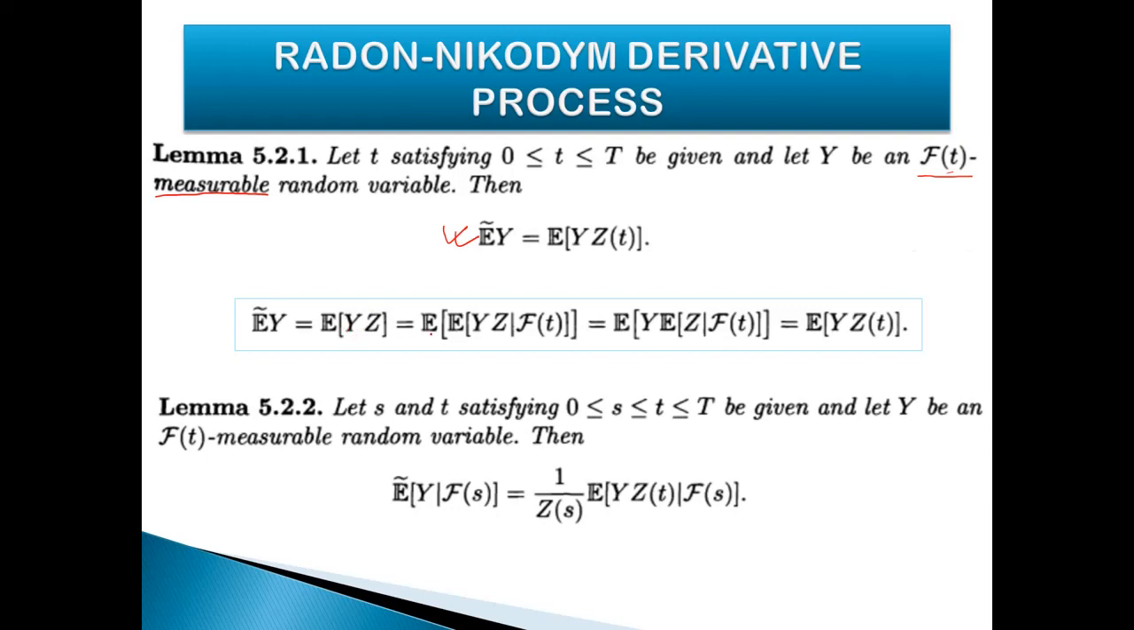So we write the iterated conditional expectation E of YZ given F_t. Y is known, so Y comes out here. So E of Y times the expectation of Z given F_t is Z_t. So it's E of Y Z_t. Okay, there is another one similar to last time, the conditional expectation E tilde: E tilde of Y given F_s is equal to 1 over Z_s times E of Y Z_t given F_s. We will skip the proof of this one, like last time we also skipped the proof.